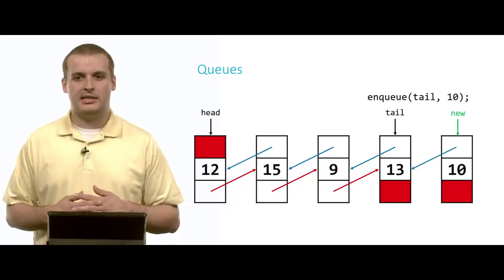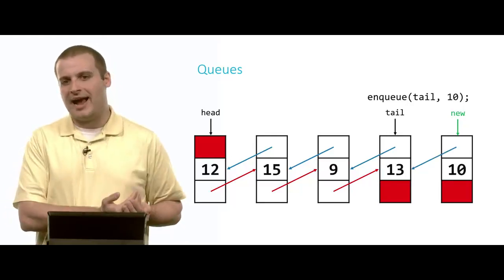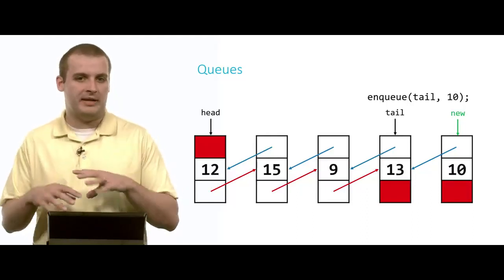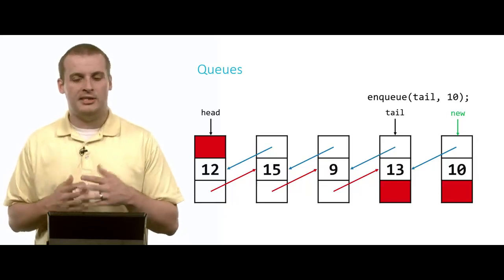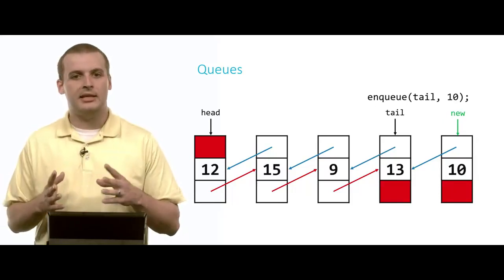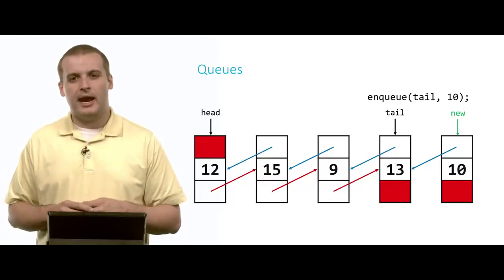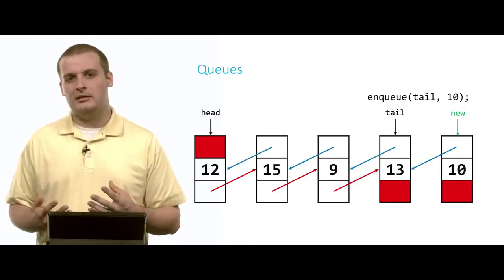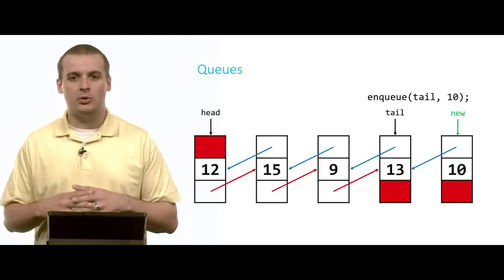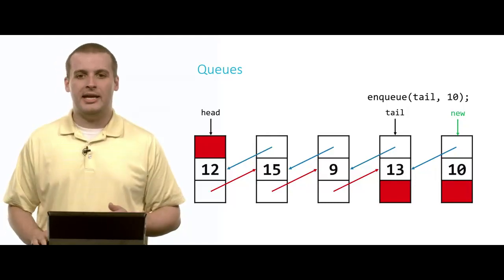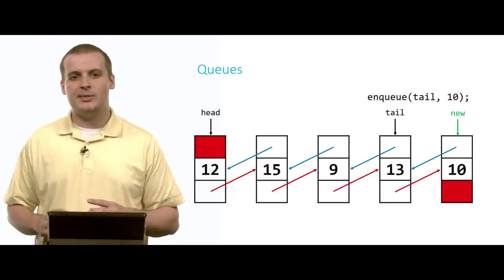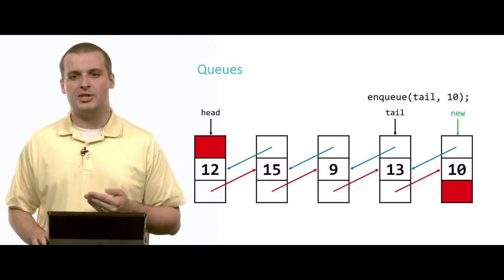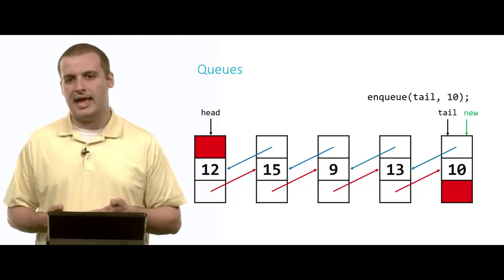We can set 10's previous field to point back to the old tail. And since 10 will be the new tail by the time all of these chains are connected, nothing is going to come after 10 right now. So 10's next pointer will point to null. Then, after we've connected 10 backwards to the chain, we can take the old tail of the queue, the old end of the queue, 13, and make it point to 10. Now at this point, we have enqueued the number 10 into this queue. All we need to do now is move the tail to point to 10 instead of 13.